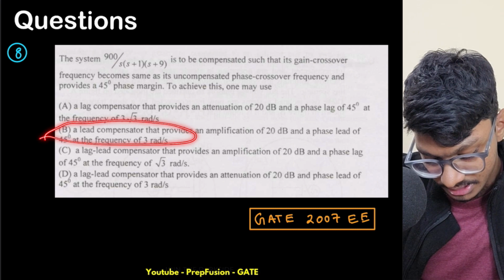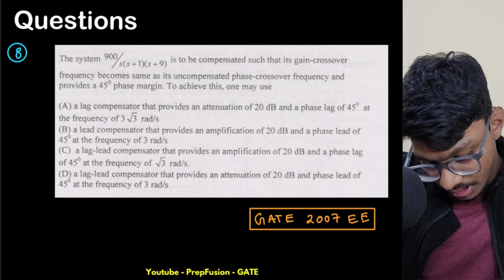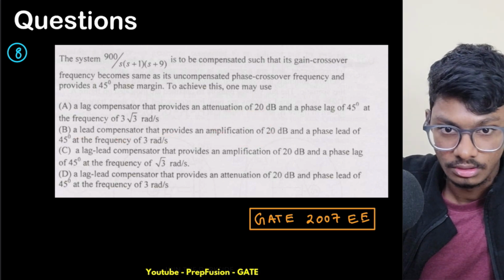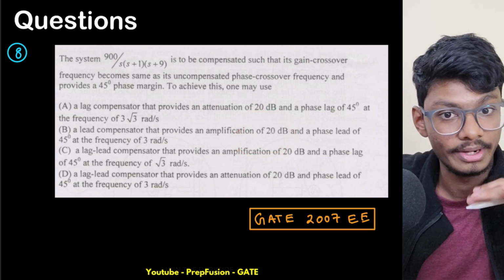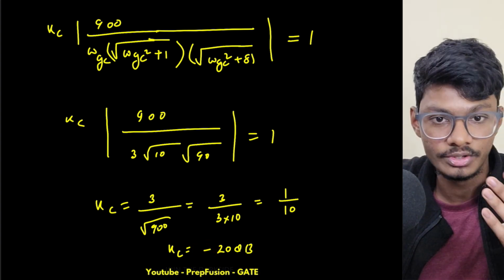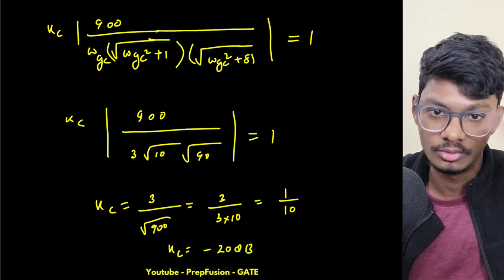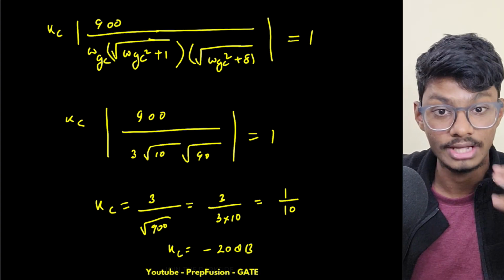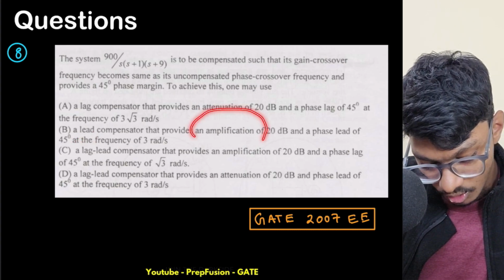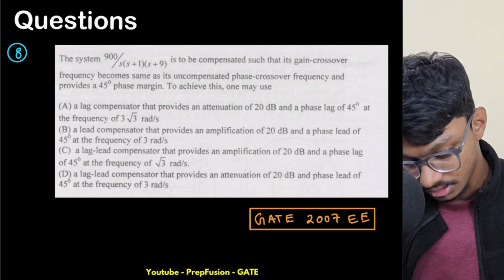So 3 radians per second is here and 3 radians per second is here. Now here it says a lead compensator that provides an amplification of 20 dBs. No, we are not providing an amplification. This is negative, right? That means we are providing an attenuation. The amplitude is reducing. If the amplitude is reducing, that means we are providing an attenuation, not an amplification. So the lead compensator was correct, but it is talking about amplification. No, I am not providing amplification. I'm providing what do you say?